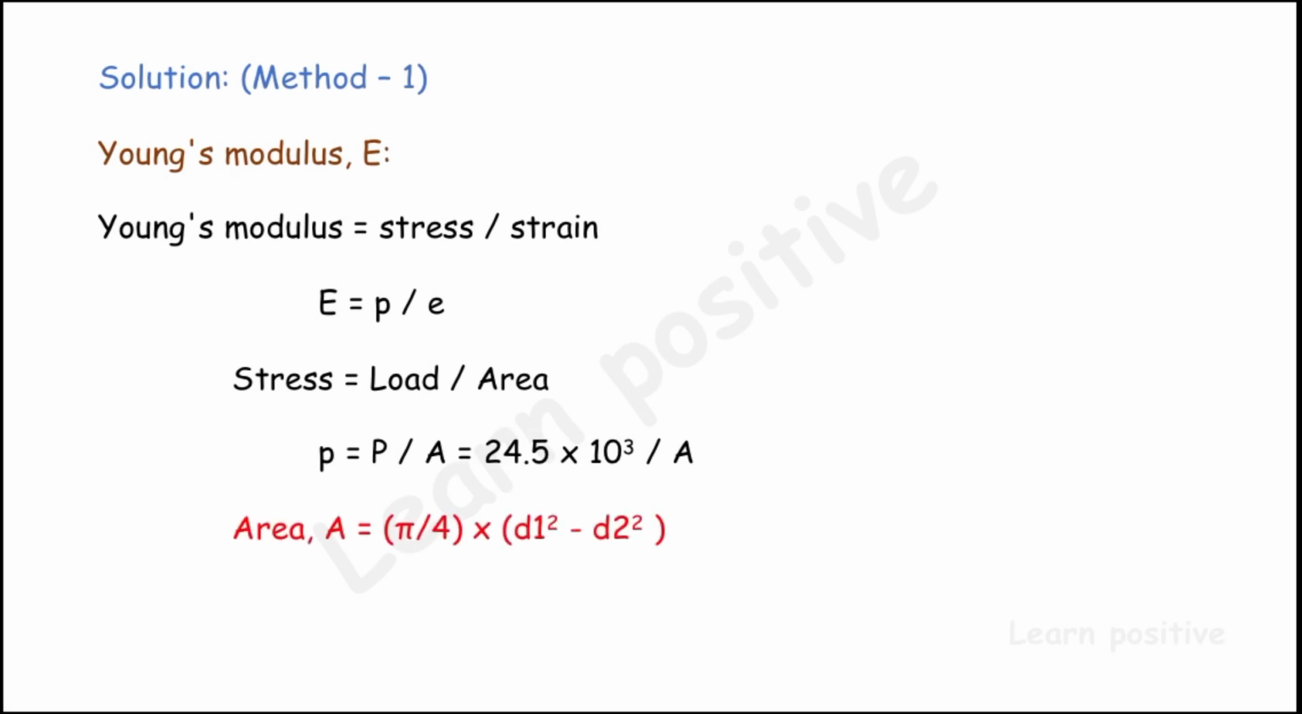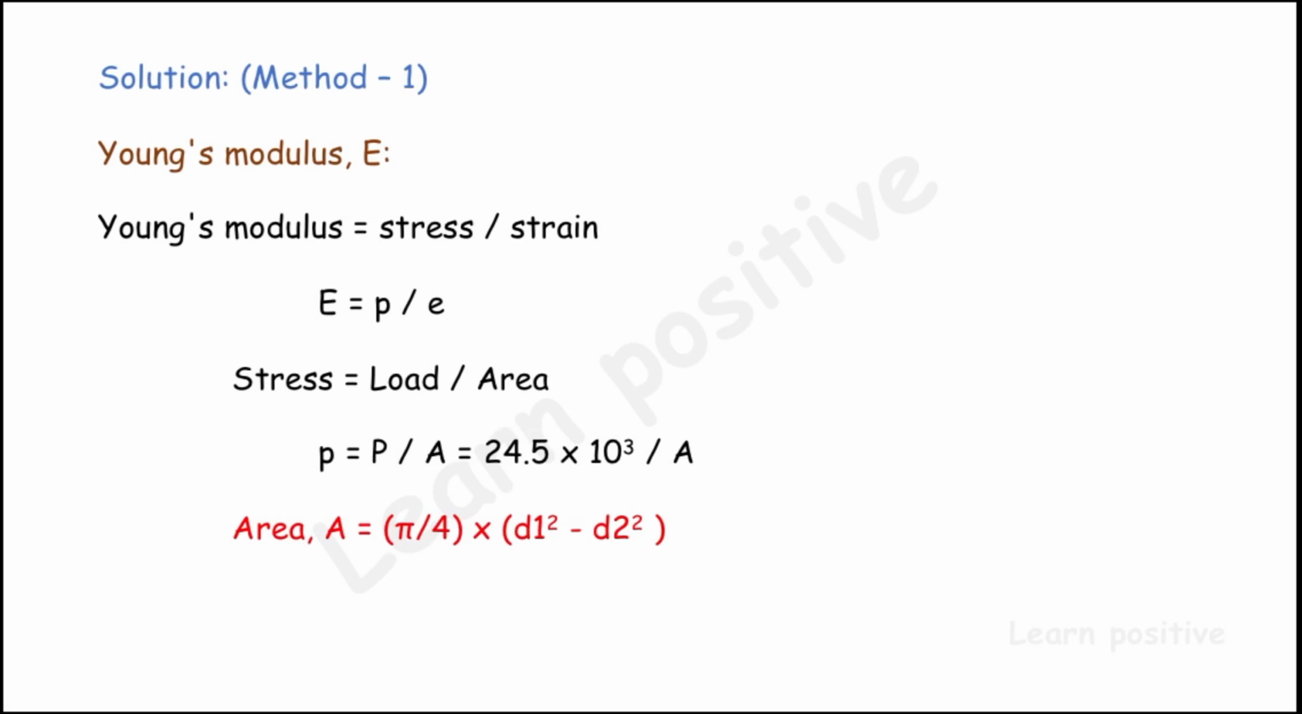The area of the brass tube, the formula is pi by 4 into d1 square minus d2 square. In the normal shaft system, the formula will be pi by 4 d square, but it is a hollow tube, so we use both diameters.